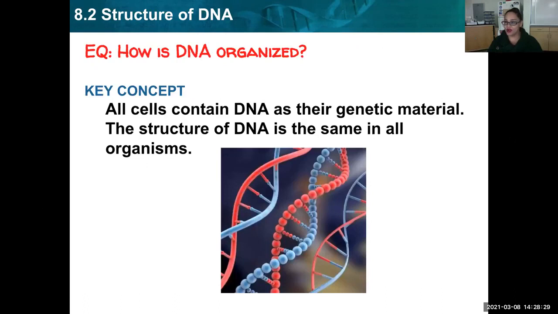Essential question, how is DNA organized? A key concept, all cells contain DNA as their genetic material. The structure of DNA is the same in all organisms. An organism is any living thing. So whether you're a human or a dog or a horse or a plant or a tree or a bush, all organisms have DNA and all of their DNA looks exactly like this twisted ladder formation. And they are all made of the same elements and arranged the same way.